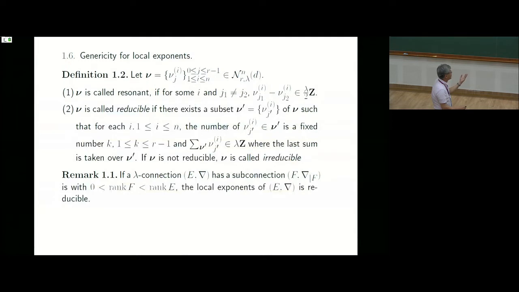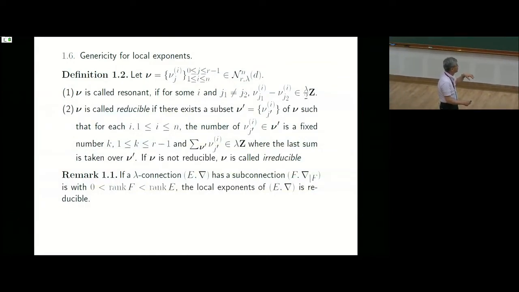I'd like to define the genericity for the local exponents, because in order to construct the moduli spaces of the lambda connection with our fixed local exponents, genericity helps to construct the moduli spaces. So I mean that if nu is generic, you can easily construct the moduli spaces. But if nu is special, which is defined as here, the construction of the moduli space is rather difficult. And if you have a bad construction, you may have singularities of the moduli spaces.